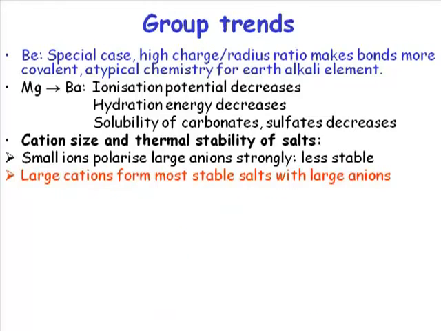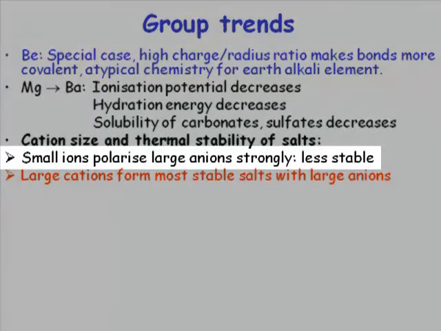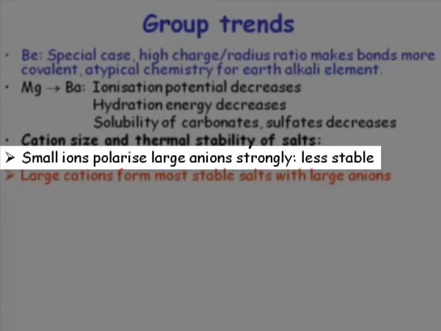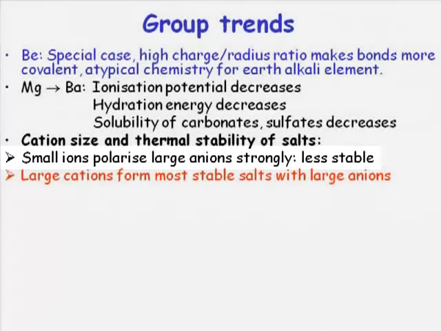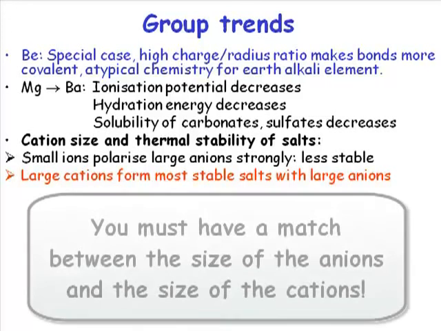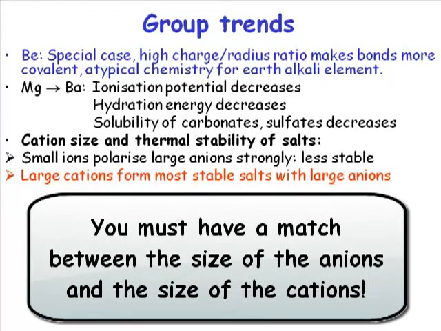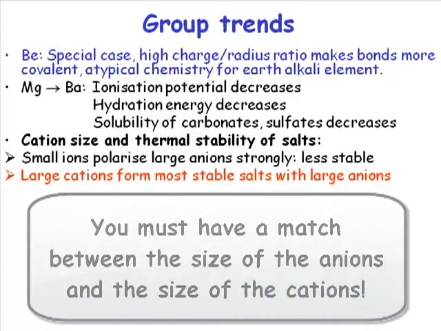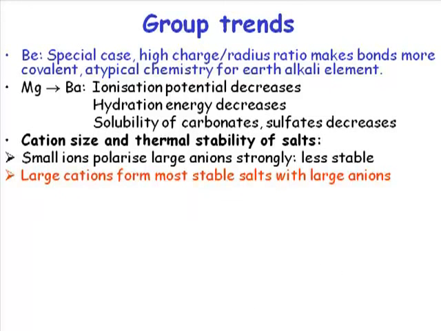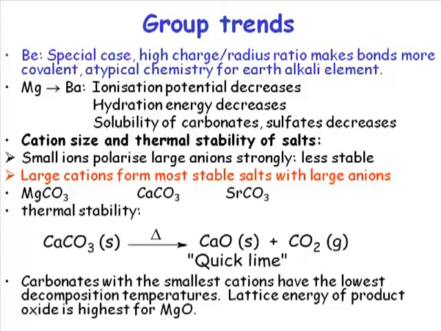Small ions like beryllium 2+ polarize large anions, and what you get then is a species that is not very stable. Remember, one of the general points when you're predicting the stability of an ionic lattice is you need to have a match between the size of the anions and the size of the cations. So the most stable lattices are those when the anions and the cations are matched fairly closely in size.